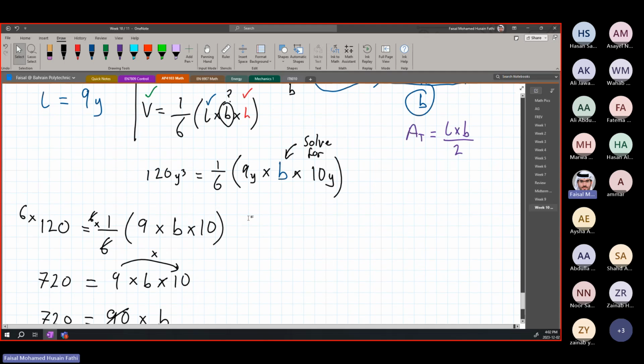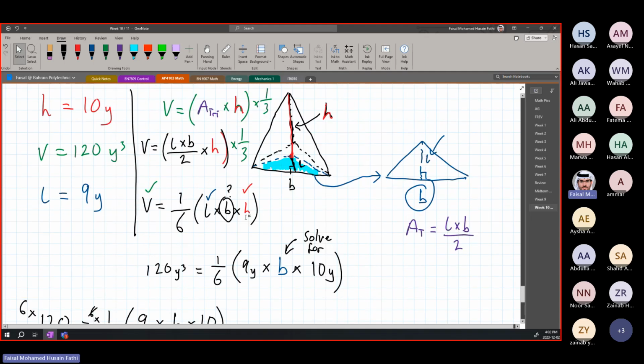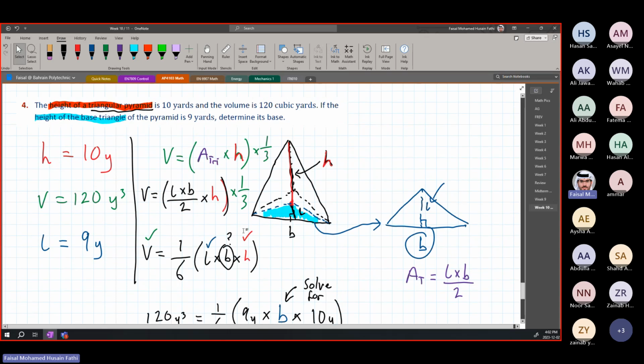Questions. You guys can memorize any of these equations and apply it directly. There's nothing wrong with that. But if you forget it, you're in trouble if you don't understand the concept. Also, if you are multiplying by 1 over 6, make sure you understand what you are multiplying by 1 over 6. It's just going to be L times B times H. You could just memorize that the pyramid volume is 1 over 6 times L times B times H.